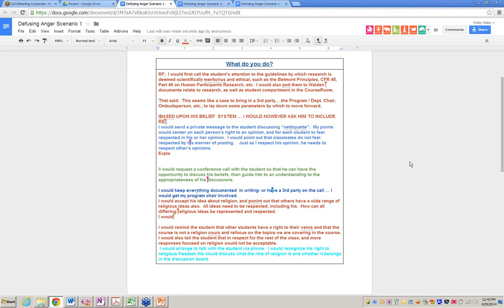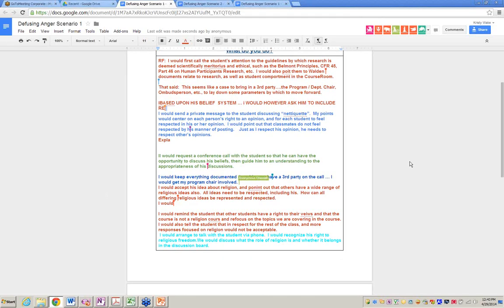Okay, so the first one is going to put the onus on the student. And then it looks like, that said, it's a good time to bring in a third party, program department chair, ombudsperson, etc., which is always a good thing. That was what I was suggesting, that you get an additional perspective.